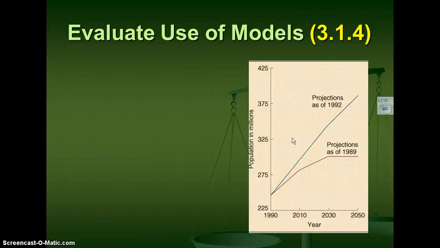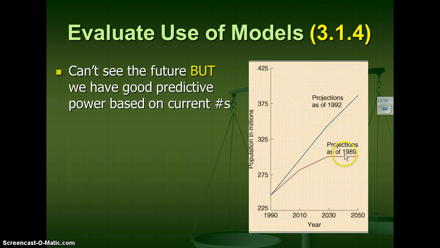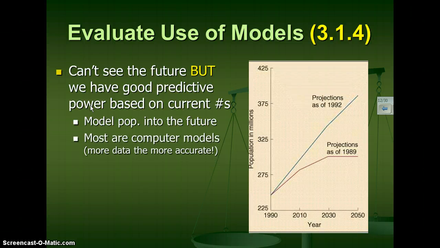And then what we need to think about is, if we're using models to predict the future, are these models perfect? We can evaluate the limitations and strengths of them. So some models are way different. They can't see the future, but they are predictive, and we really need to think about how powerful those predictions are based on current information and calculations that we'll practice in class. So we try to model the future. We usually do it with computers, and the more data we have, the more accurate.